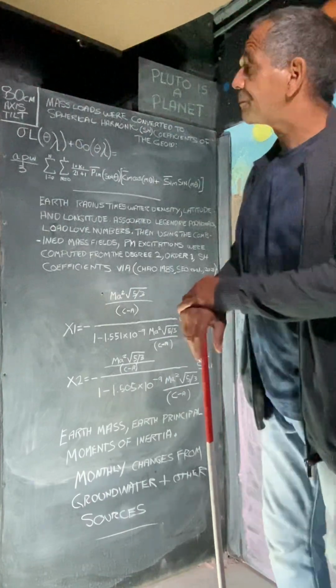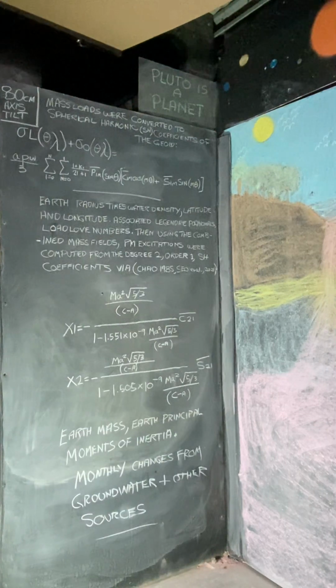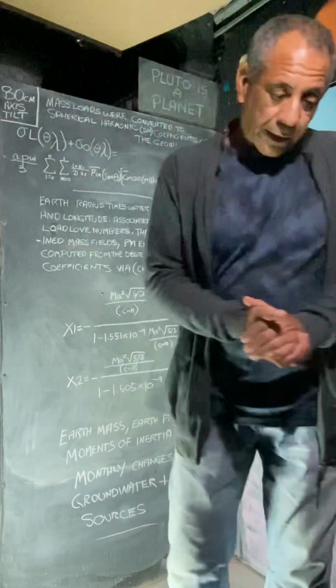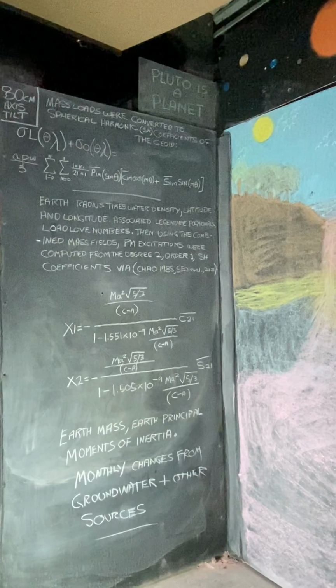Yeah. 80 centimeters of extra axis tilt, which has also, funnily enough, been linked to water level rise. So that's why we're going to have a dig. Work in progress, as they say.